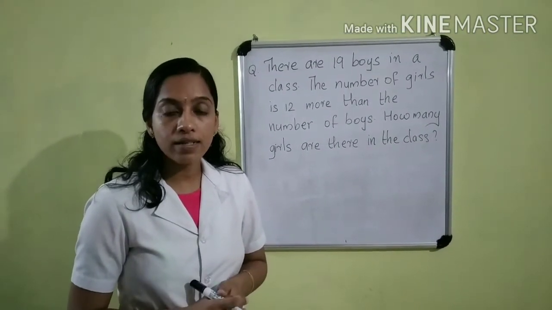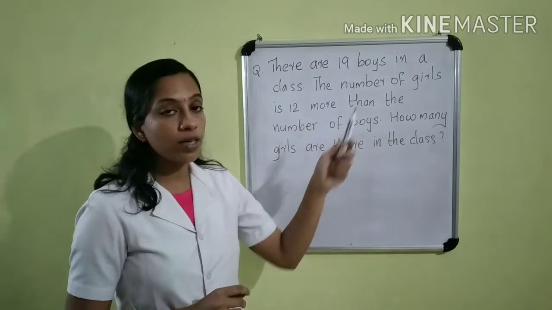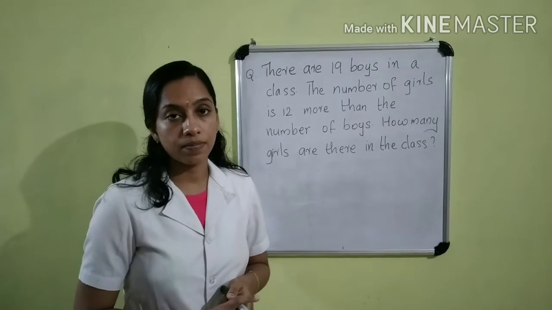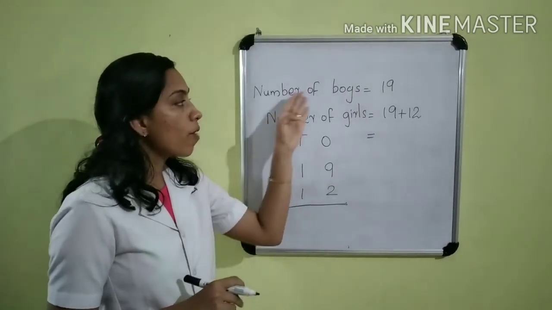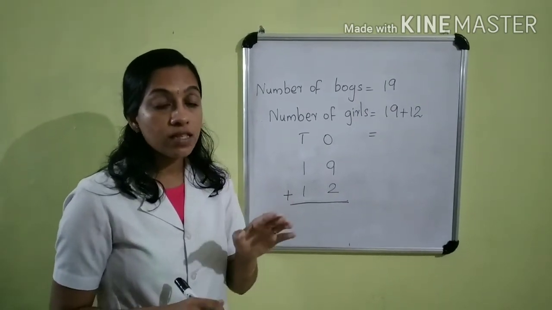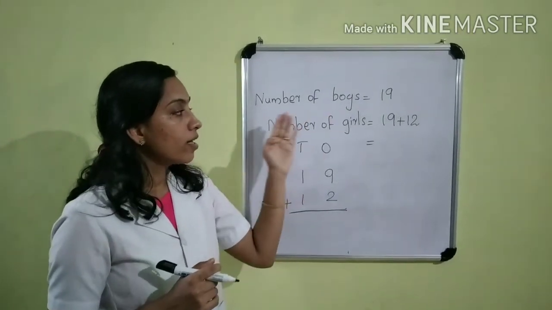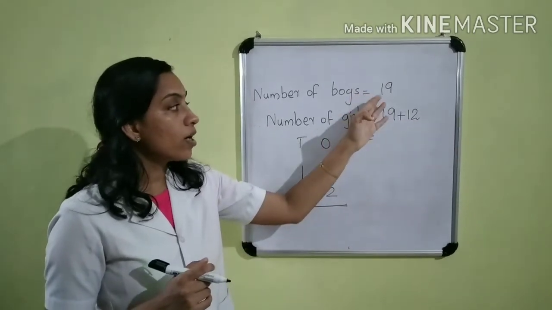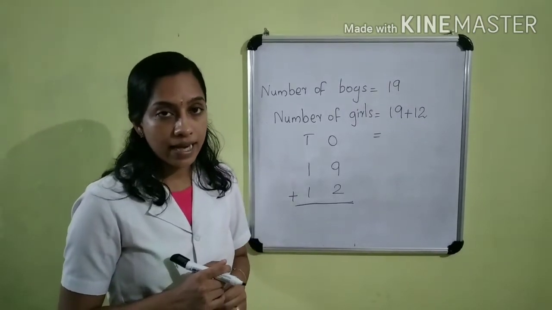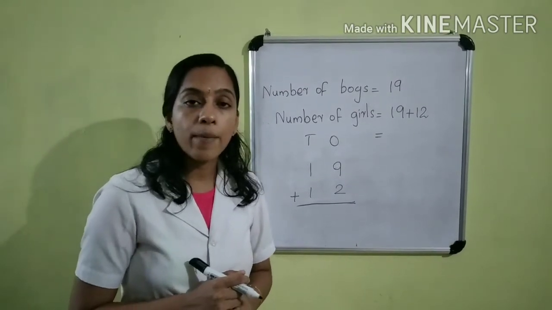How will you find out the answer? If we add the number 12 with the number of boys, we will get the number of girls. Let us see. Here, the number of boys is equal to 19. And we know the number of girls is 12 more than the number of boys. Which means if we add the number 12 with the number 19, that is the number of boys, we'll get the number of girls.